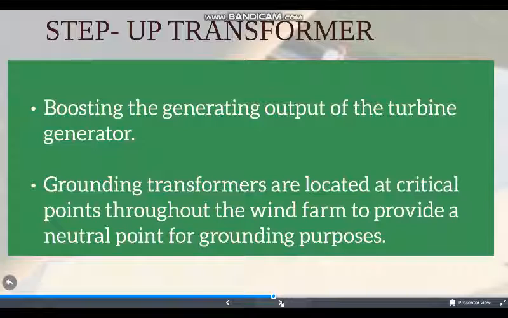Grounding transformers are located at critical points throughout the wind farm to provide a neutral point for grounding purposes. From there, all the power is then interconnected to a collector step-up transformer located in a substation where it is transported to the electricity grid.